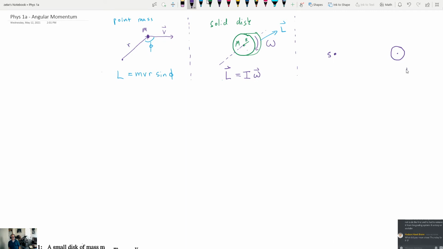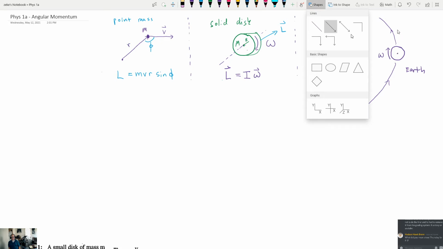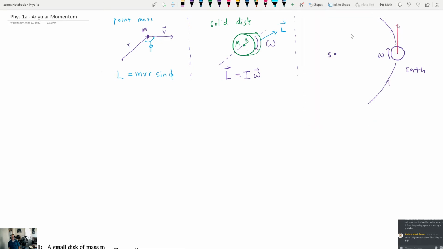So here's the Earth. Let's say that we're viewing this system from overhead. The Earth is going around in a circle like this, orbiting, and it is also spinning on its axis, right? What way does it rotate? I think it's going to rotate like this. So it has an angular speed omega, but it also has a velocity vector like this. This would be its tangential velocity vector, right?